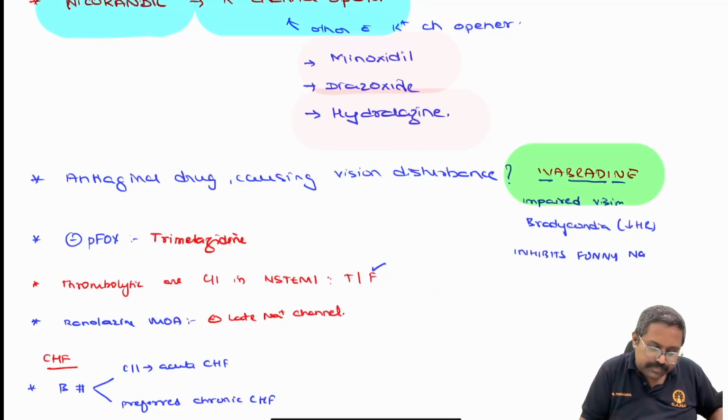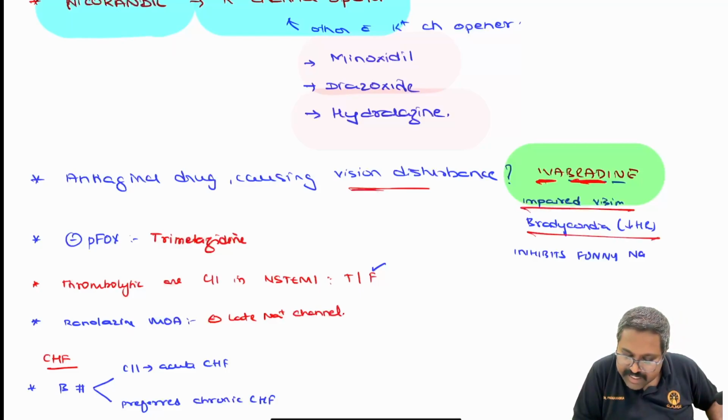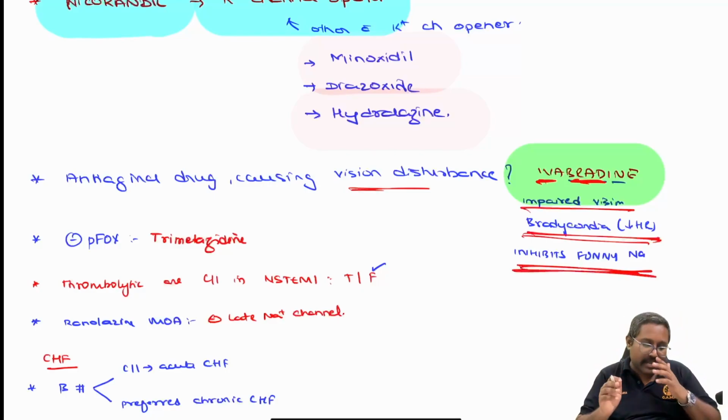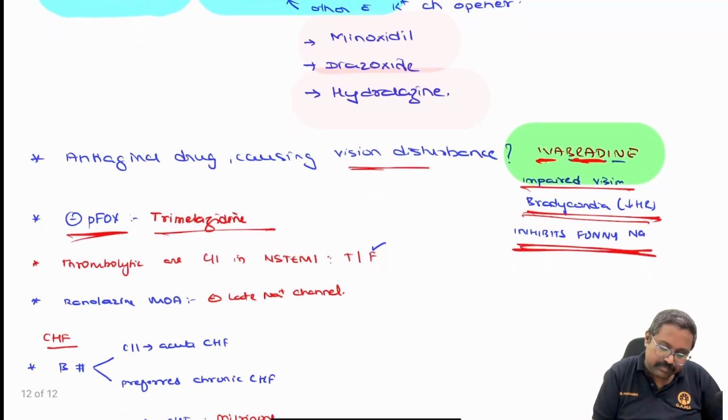So ivabradine is the drug which can cause visual impairment. How to remember? You can see here, IV, impaired vision. Brady stands for bradycardic drug. It decreases the heart rate, and it acts basically by inhibiting the funny sodium channels. So which is the drug that is a partial fatty acid oxidation inhibitor? That is trimetazidine.